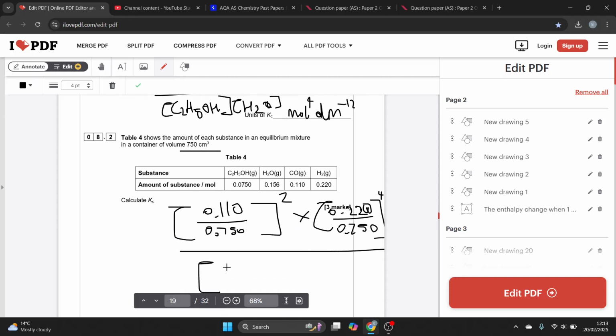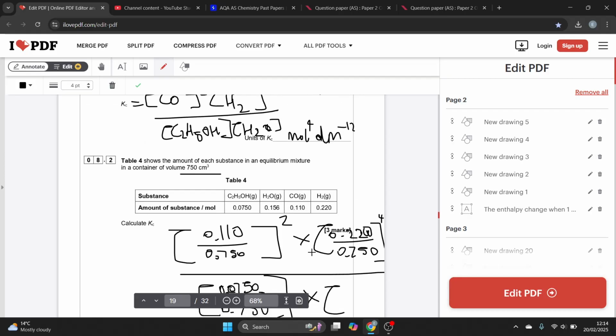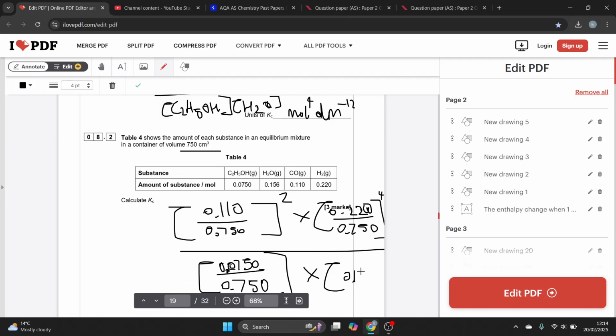And you need to be really careful for these chemistry calculation questions, because you make one mistake and you could lose not even 1 mark, you could lose all the marks. Especially if it's more than 3 marks. Like a lot of these calculation questions I've seen are 8 markers in the A level paper, etc. And then H2O, 0.156 over 0.750.